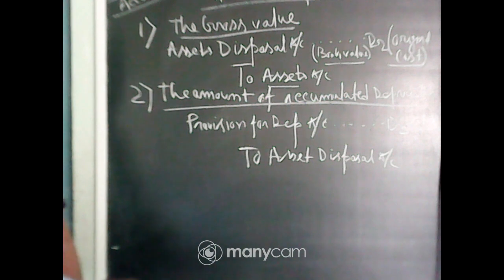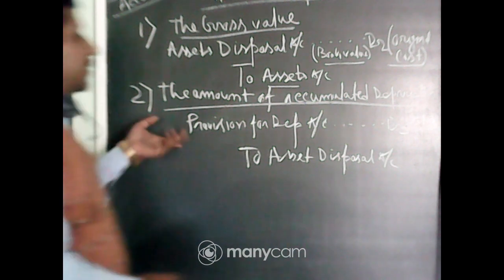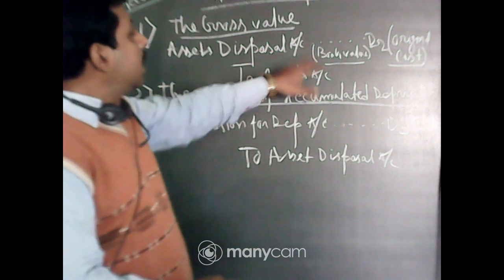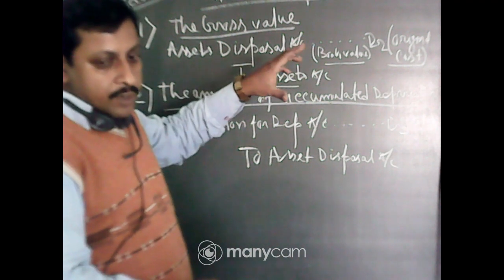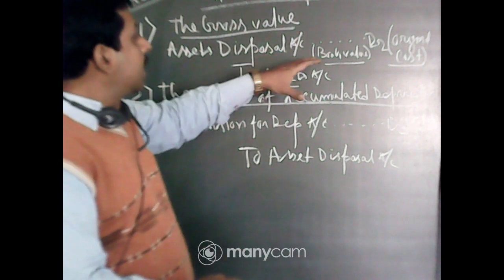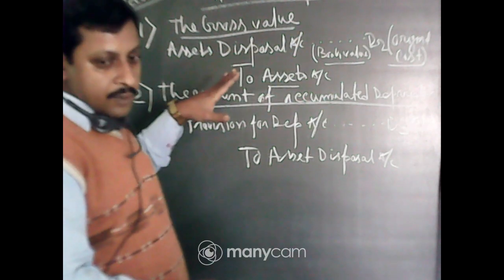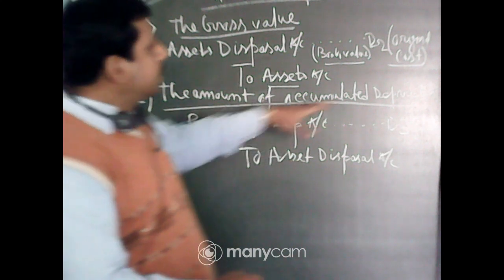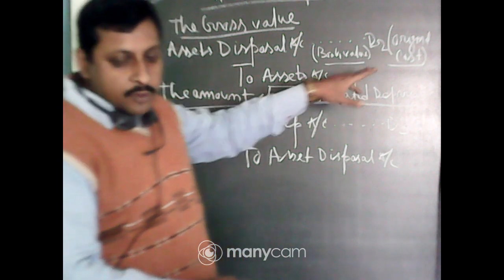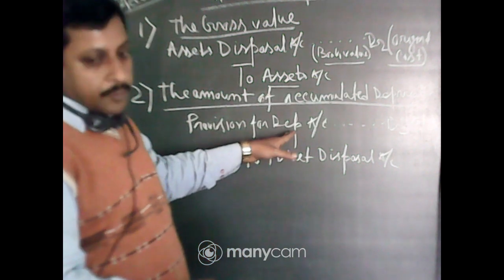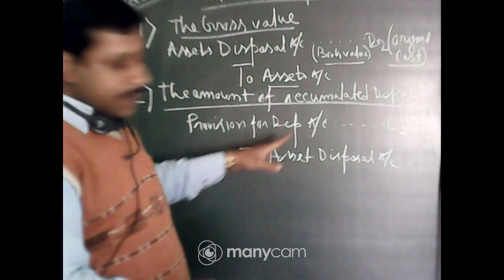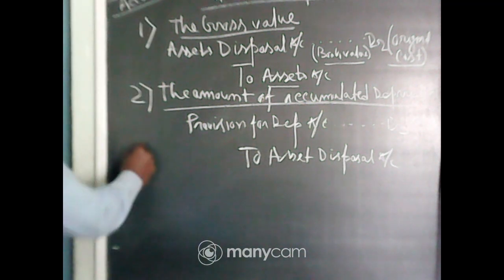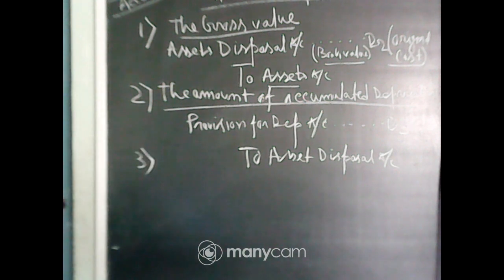But if no provision for depreciation account is maintained, then you have to take the book value, the net value. Book value means the after-depreciation value of that year, which you transfer directly to the asset disposal account. But if you are maintaining the provision for depreciation account, then you have to transfer the original cost of the machinery, and from the provision for depreciation account you have to transfer the depreciation value to the asset disposal account.